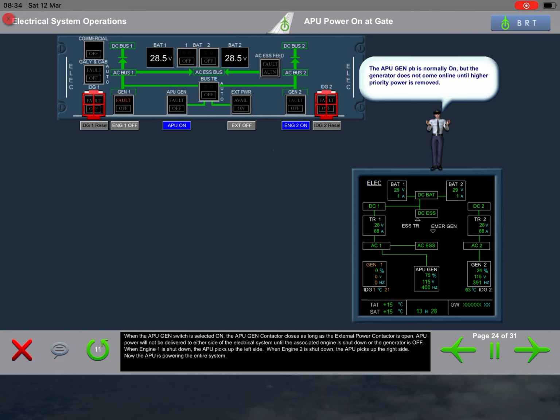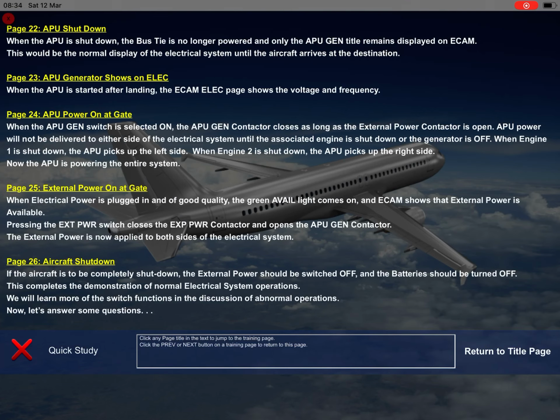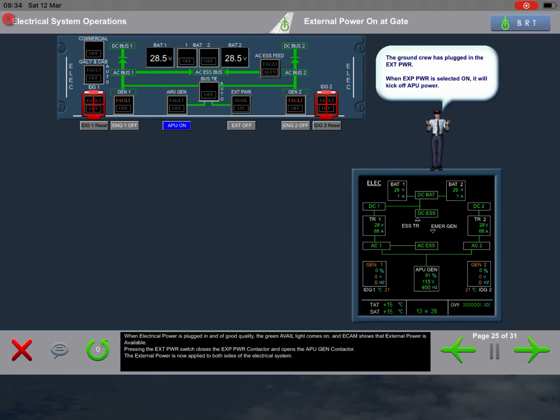When engine 1 is shut down, the APU picks up the left side. When engine 2 is shut down, the APU picks up the right side. Now the APU is powering the entire system. When electrical power is plugged in and of good quality, the green available light comes on, and ECAM shows that external power is available. Pressing the external power switch closes the external power contactor and opens the APU generator contactor. The external power is now applied to both sides of the electrical system.